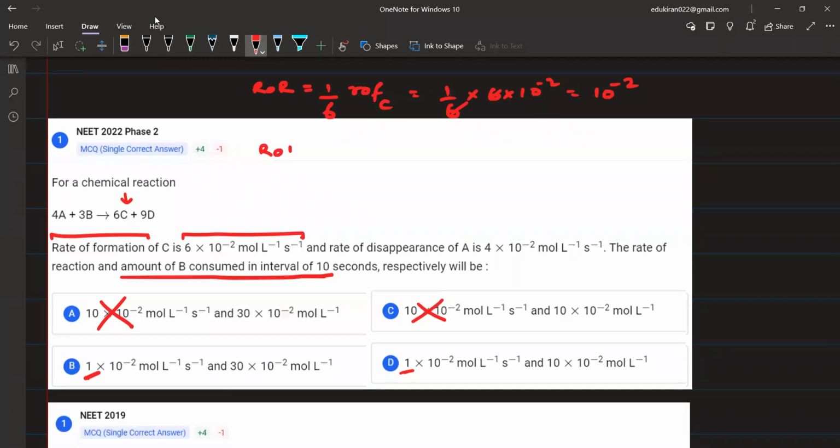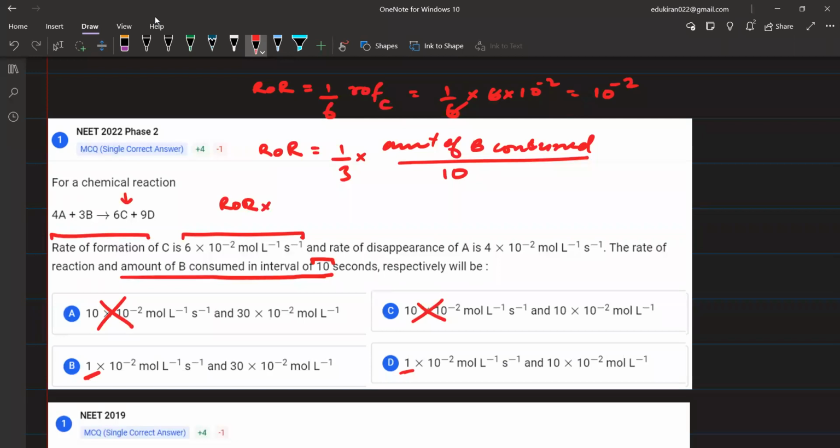I will write rate of reaction will be equal to 1 by 3 into amount of B consumed, delta B, the change in concentration of B, divided by the change in time. What is the change in time given? Change in time is given as 10. Okay. Amount of B consumed will be equal to ROR, whatever the rate of reaction you got, into 30, right? So 30 into 10 to the power minus 2, B will be the correct answer. Rate of reaction 10 to the power minus 2 मिला था हम लोगों को, right? So 10 to the power minus 2 into 30.